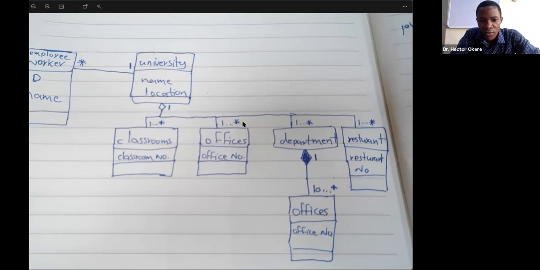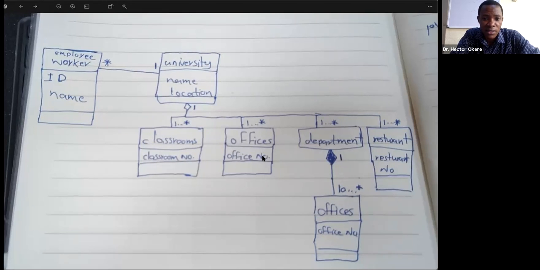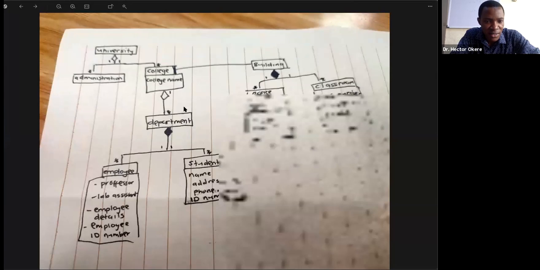Ahmad, now you're having two offices. One office at the university, one office under the department. Why don't you just have a line connecting the two offices and a relationship? It will be easy, right? Instead of having two of the same classes. Okay, this is good enough. Let's see who is next.